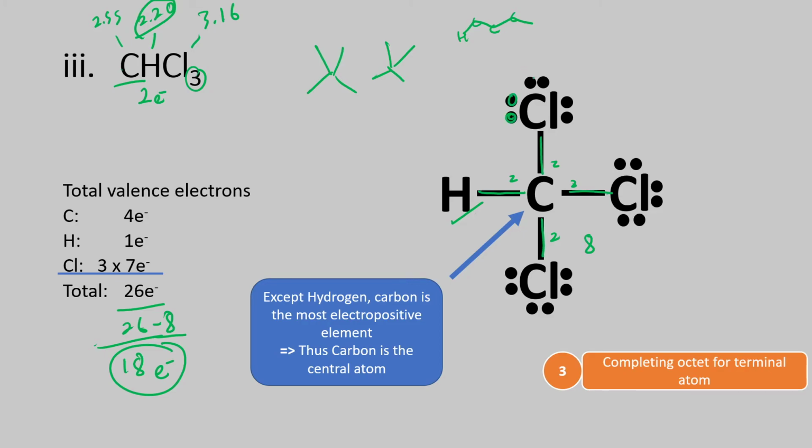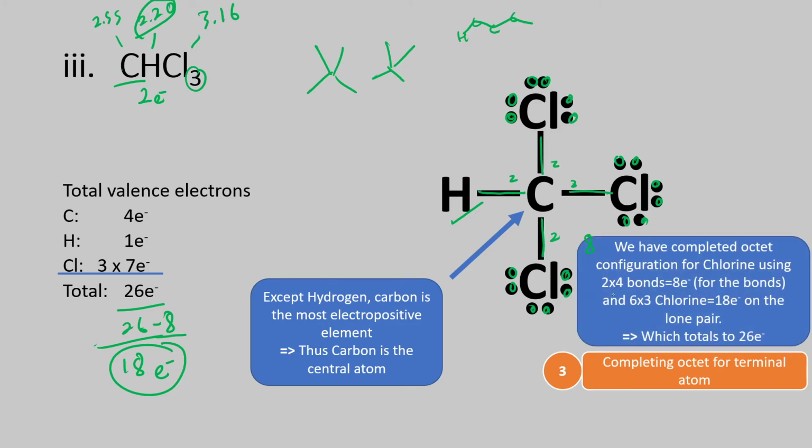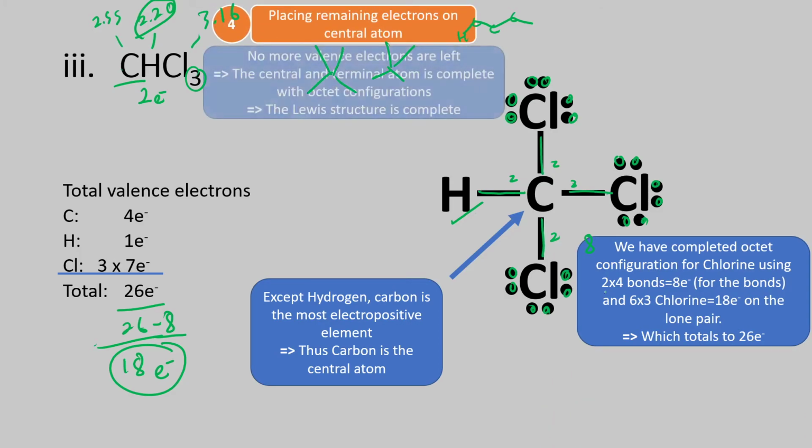1, 2, 3, 4, 5, 6, 7, 8, 9, 10, 11, 12, 13, 14, 15, 16, 17, 18. So 18. So you completekan octet into terminal atoms. Okay. Thus, kita dah habis, kita tolak 18, kita dah guna 18 elektron. 0. So the Lewis structure is complete.